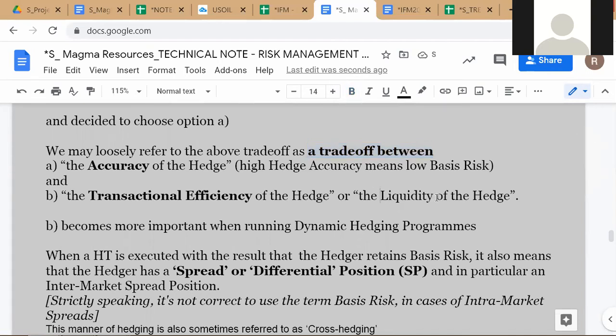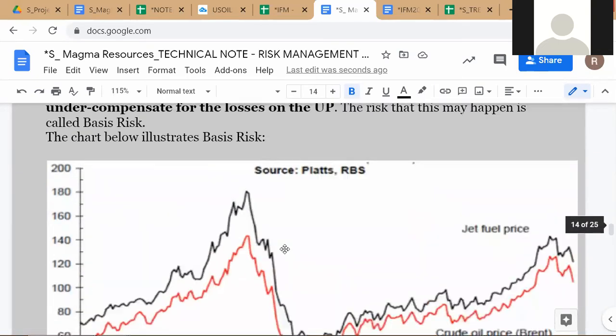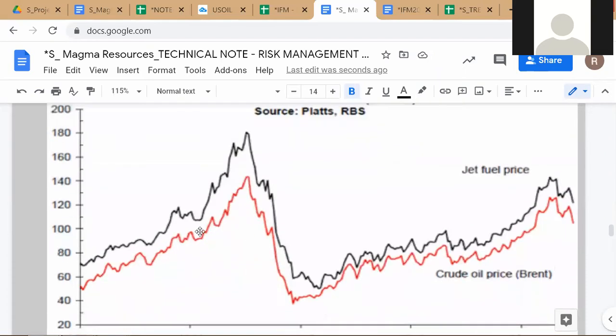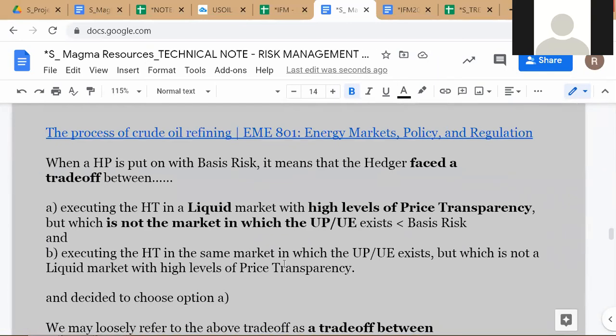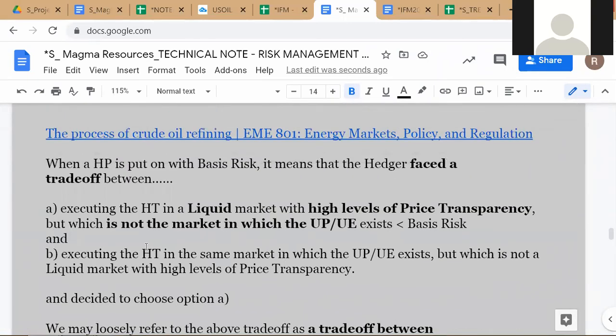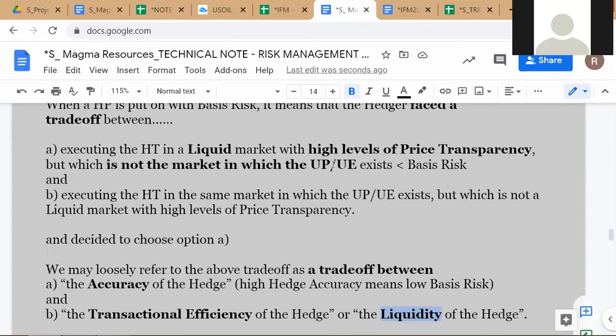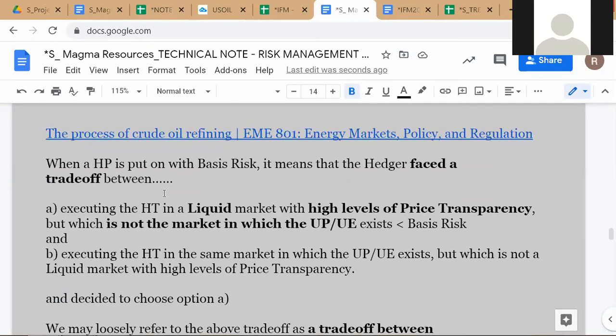The fancy term for liquidity is that the hedge is more transactionally efficient because it's a much more liquid market, especially if you're running a dynamic hedging program, hedging, unhedging. It makes much more sense to hedge through crude oil futures because it's a much more liquid market. Even if you're not planning to run a dynamic hedging program, you may decide to hedge in crude oil futures because who knows what might happen. At some point, you might have to take off the hedge for some reason. So you just want to be located in a much more liquid market with respect to your hedge transaction.